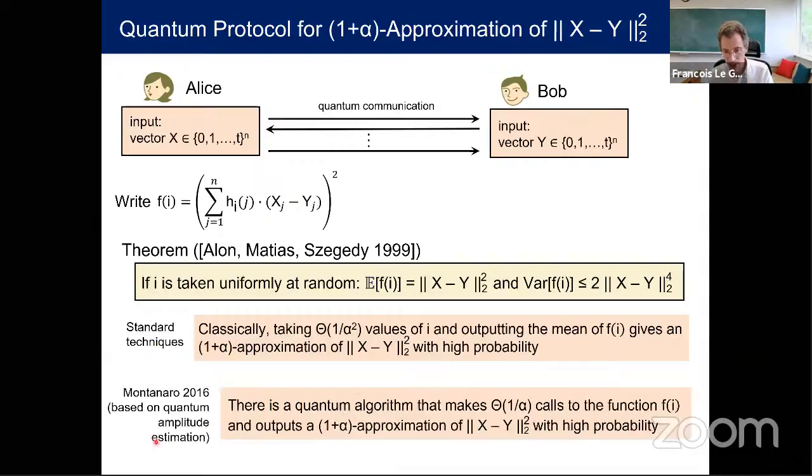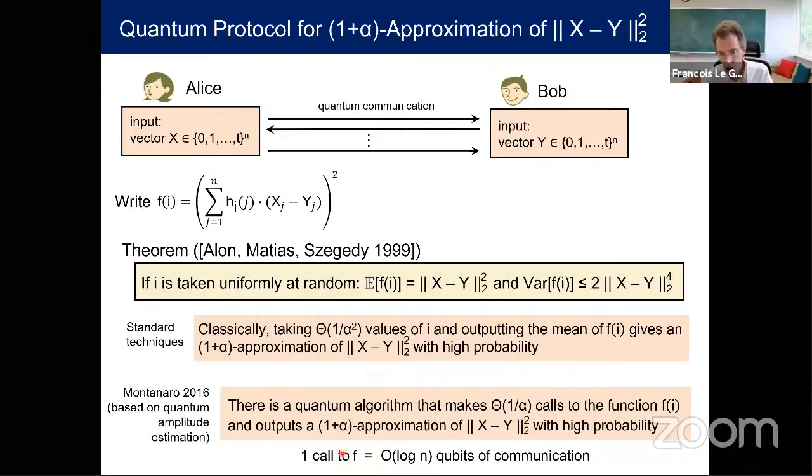In the quantum setting, you can use a very nice result by Montanaro, based on quantum amplitude estimation, that shows that for this kind of problem you can obtain a quadratic speedup in the quantum case. So you can compute a similar 1 plus epsilon approximation using only 1 over alpha calls to the function f. But I need to define what a call to f is.